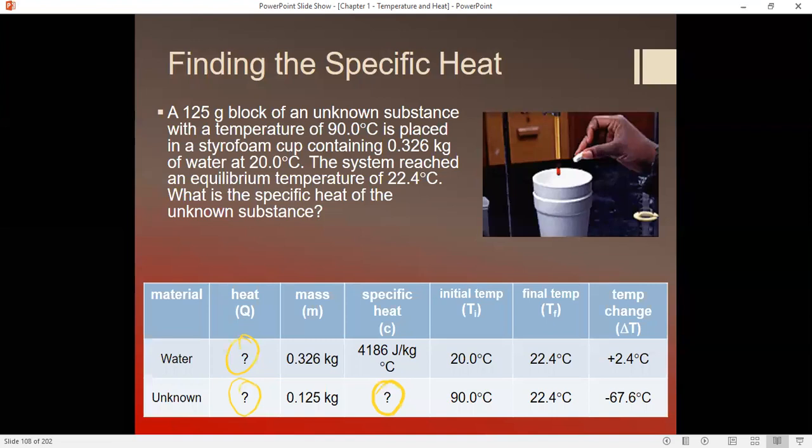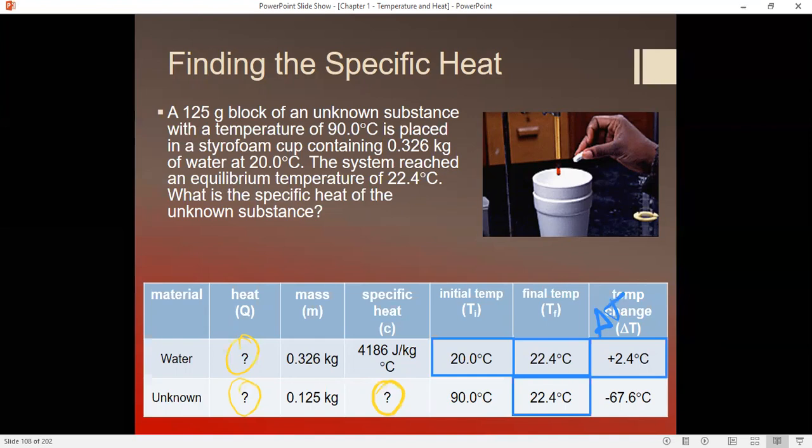The initial temperature of the water was 20 degrees. At the end of the experiment, it reached equilibrium at 22.4 degrees Celsius, and that was the temperature of the substance too. So it gained 2.4 degrees Celsius, and that was my delta T. Okay?